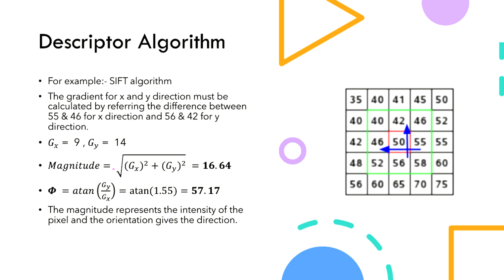So the square root of 9 squared plus 14 squared comes to 16.4. That is the magnitude. And then we continue with calculating the angle using the arctan of GY over GX, which is equal to arctan 1.55. We can get the value of 57.17 degrees. So the magnitude represents the intensity of the pixel, and the orientation, or the angle, gives the direction of the picture.